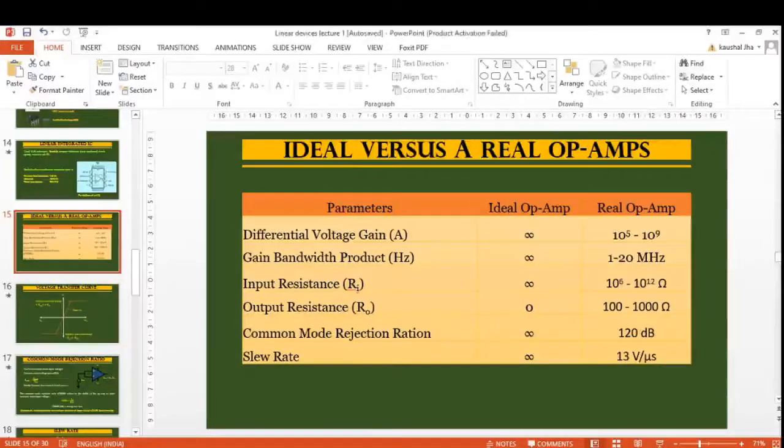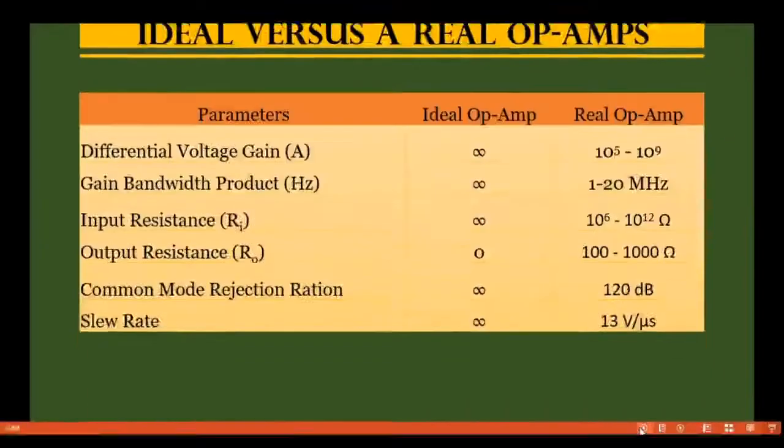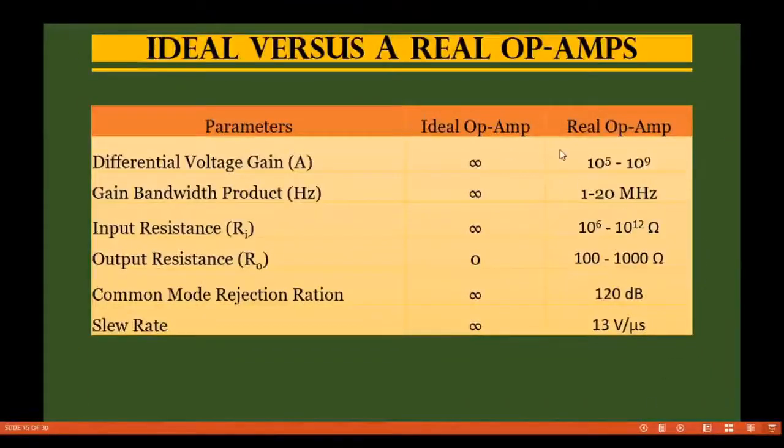whereas in case of a real op-amp, the differential voltage gain is 10 to the power 5 to 10 to the power 9. The gain bandwidth product is around 1 to 20 megahertz. The input resistance is 1 mega ohm to 10 to the power 6 ohm. The output resistance is nearly equal to 100 to 1000 ohm. Common mode rejection ratio is measured in dB, decibels, so it is nearly equal to 120 dB. Slew rate is 13 volt per microsecond.